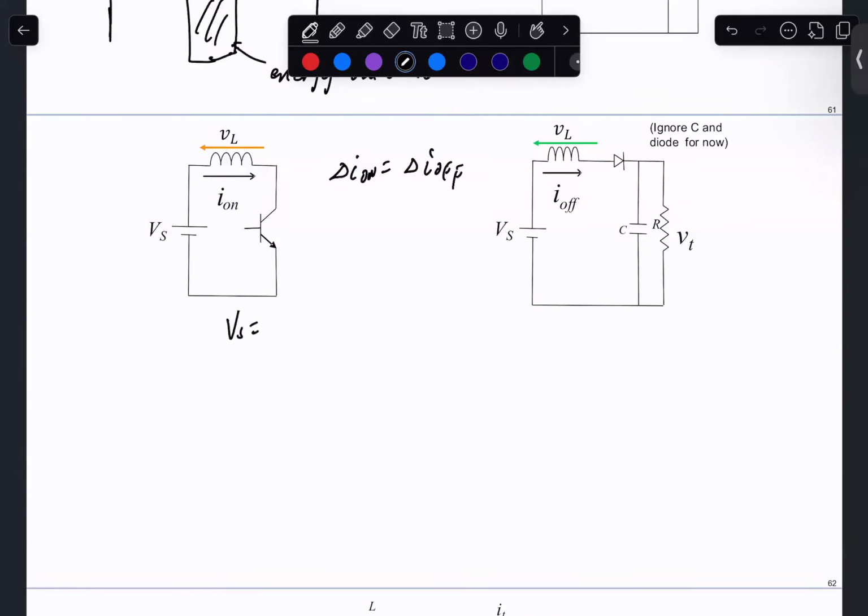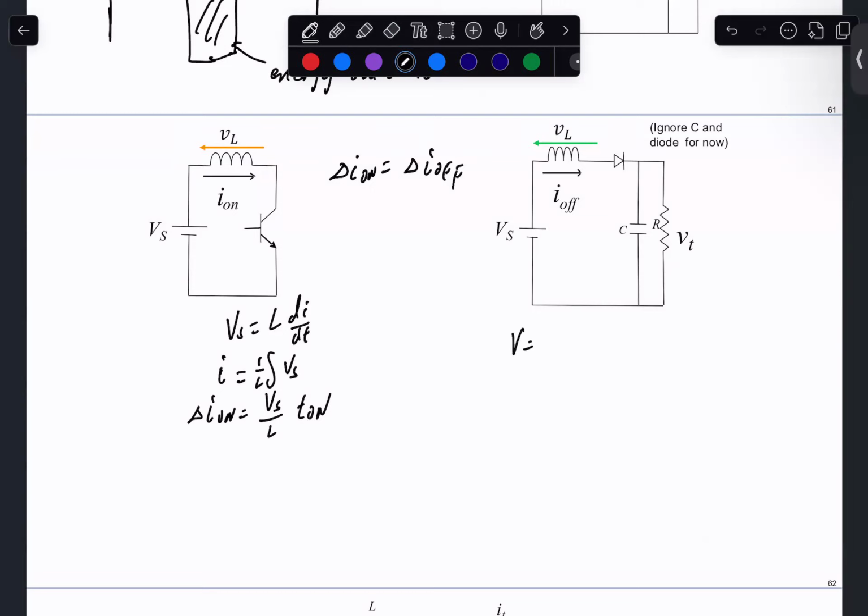Vs is equal to L di dt, or turning this around, i is the integral of 1 over L times Vs. This is just linearly proportional, so that's just Vs over L times how long you're charging. And this is Vs over L times T on.